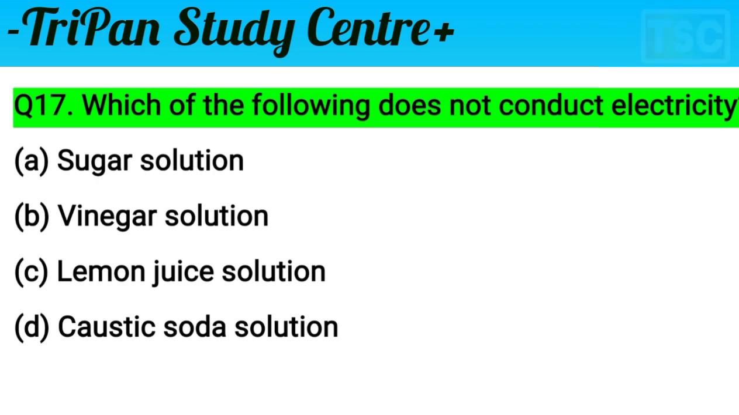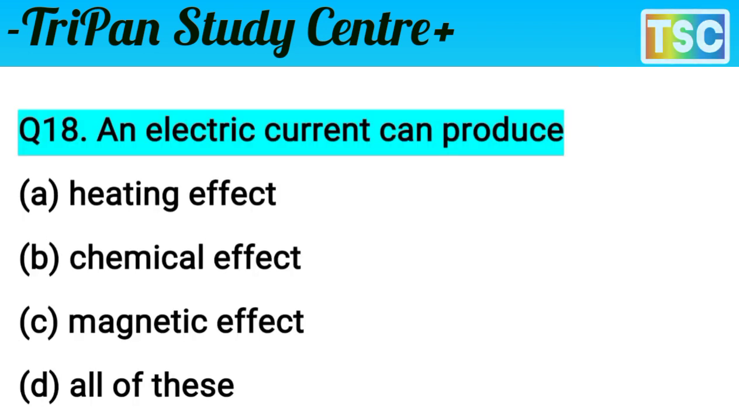That's important. Let's see the next question. The next question on your screen. Question: An electric current can produce. A: heating effect, B: chemical effect, C: magnetic effect, and D: all of these. The question is very interesting.